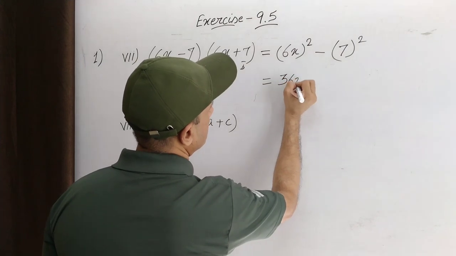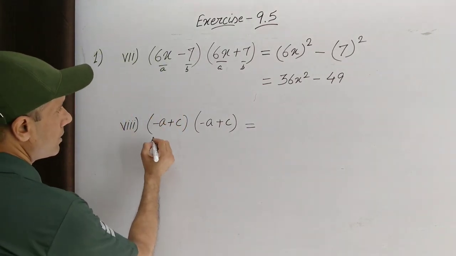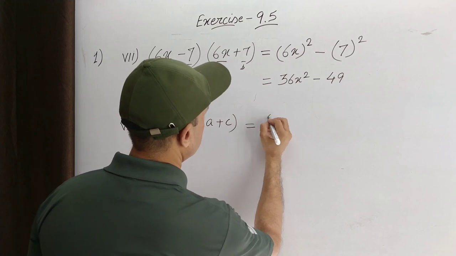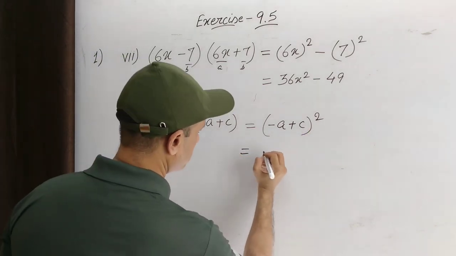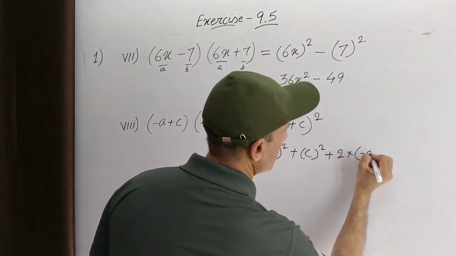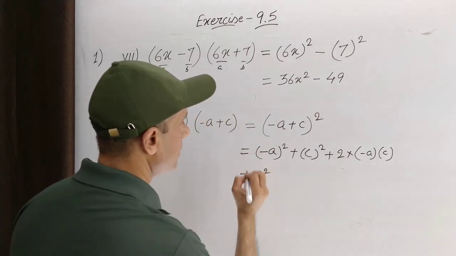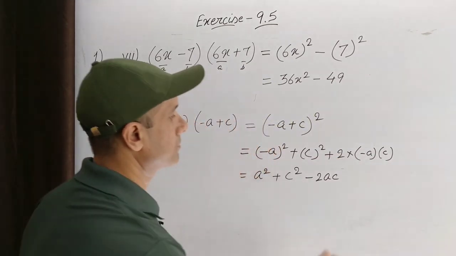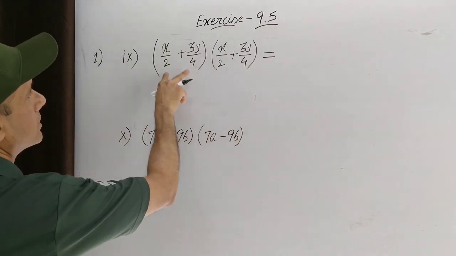So we have 36x square minus 49. In this case we have minus a as a, plus b as c. Again a plus b, so we write this as minus a plus c whole square. A plus b whole square is equal to a square plus b square plus 2 into a into b. So we have here minus a into minus a square plus c square, this minus 2ac. Clear?